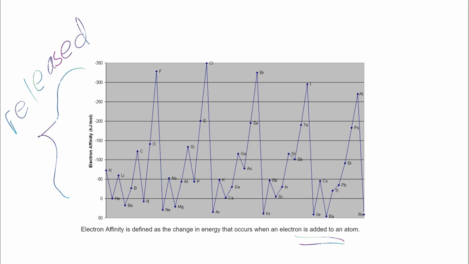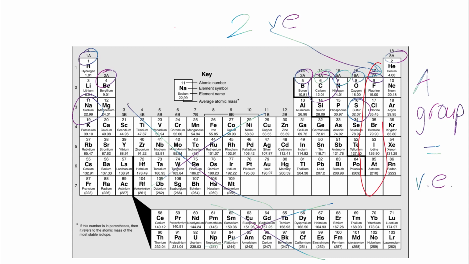Atoms like to have more electrons, but there are some atoms that really want electrons more, and that's F, Cl, Br, I, and At. And if you notice where they are on the periodic table, they're actually over here. They're one step away from the noble gases.